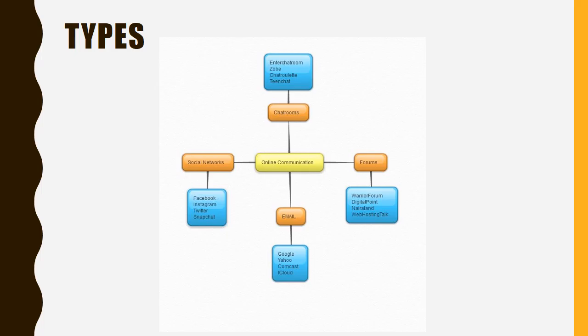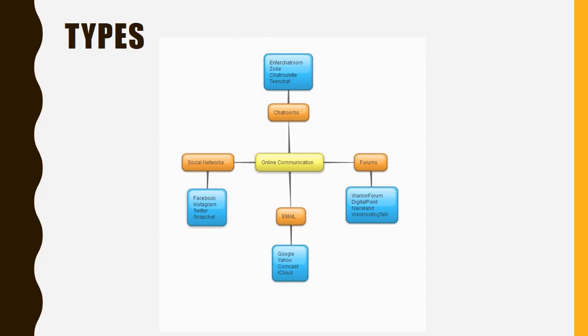Next, we are going to discuss the various types of online communication. First, we are going to talk about chat rooms. A chat room is an interactive online space or website where individuals get together at the same time to send one another public or private messages. You are able to read messages live and write to one or all of the individuals. You can contribute to an online discussion or start a new topic and invite others to join. Some current popular chat rooms are Inner Chat Room, Zobi, Chat Roulette, and Teen Chat.